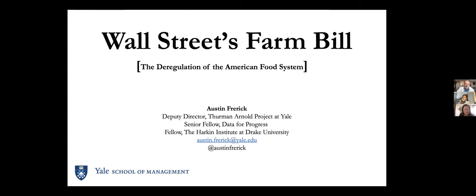Thank you. Well, it's great to be here and wonderful to see the robust turnout, which we of course would expect when we get to hear from Austin Frerick and get in conversation with him. So I'm just going to take a second to introduce Austin. He is the deputy director of the Thurman Arnold Project at Yale. He's a senior fellow at Data for Progress and also a fellow at the Harkin Institute at Drake University.